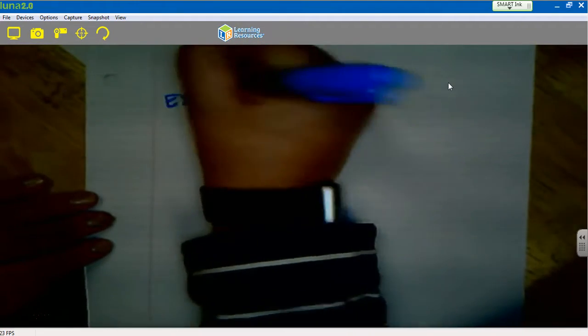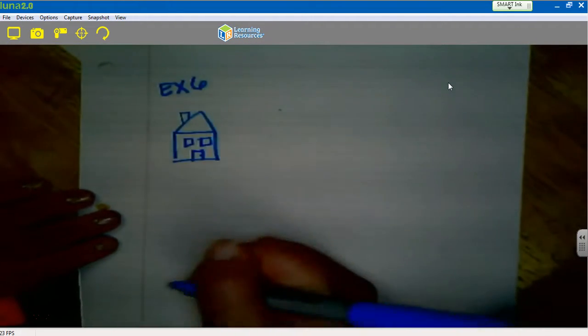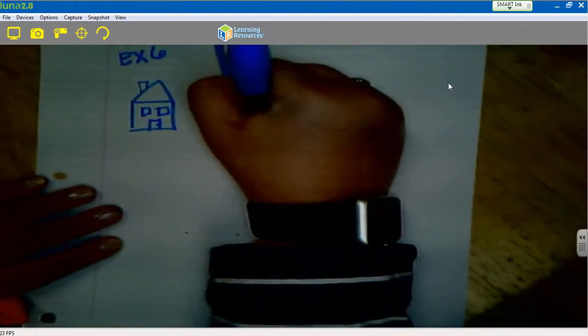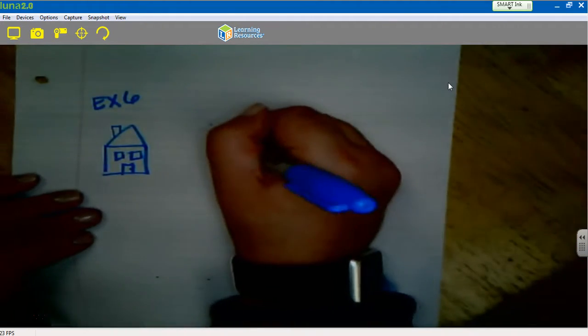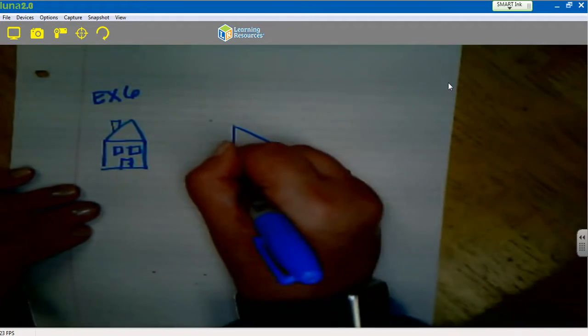Last example. It says Bobby leans a 15-foot ladder against his house. The base of the ladder is placed 4 feet from the base of the house. How far up the house does the ladder reach? There's our house. Okay. We've got this ladder leaning against it. So here's our house, the vertical side. And we've got some ladder leaning against it.